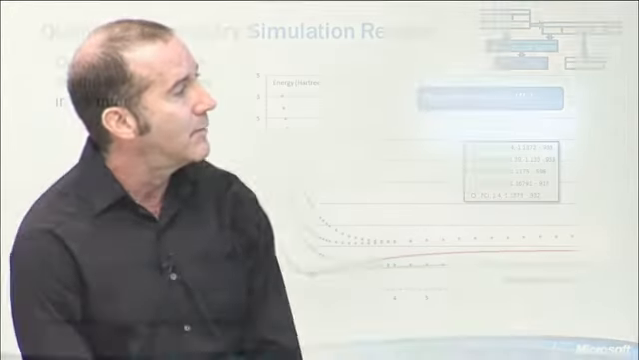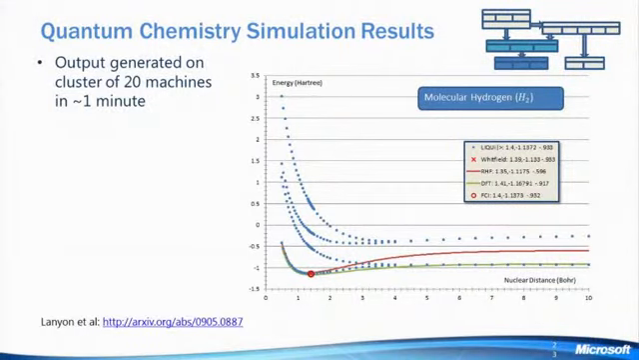This is an example of our results. The blue dots are the outputs from the simulator. It should be noted that this was done in about a minute on 20 machines in the cluster to generate the whole thing. So again, it is pretty good at what it does.